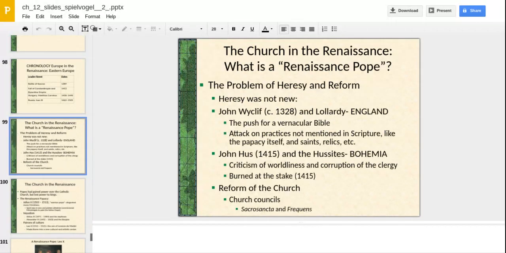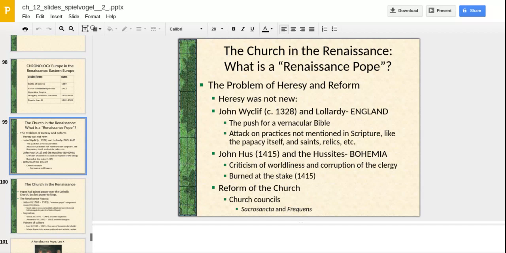There was a problem of heresy and reform in this time period. A heresy, not something that's new, but two big names you need to know here. John Wycliffe and Lollardy from England. They push for vernacular Bibles. Now, it's important to note that these people come before Martin Luther, but you're going to see that Martin Luther's ideas stem from these guys here.